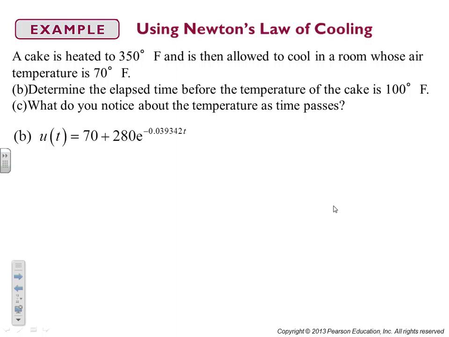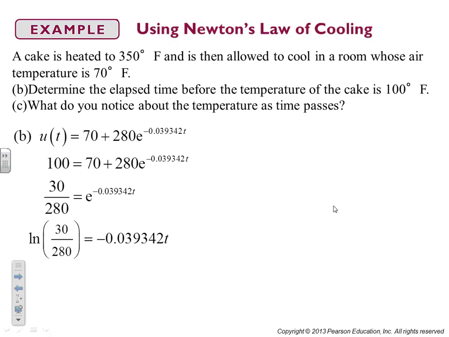Determine the elapsed time before the temperature of the cake is 100. So we're going to set this equation again equal to 100. Do the same process. Subtract the 70 to get 30. Divide by 280. Take the natural log of both sides. Divide by the constant. 56.8 minutes.